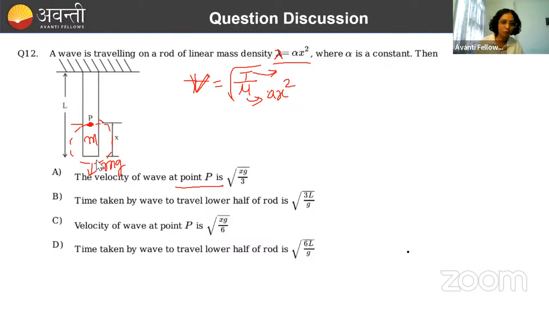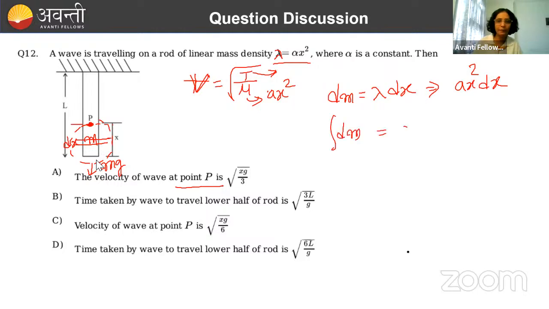Now how much mass will hang? अगर हमें निकालना है तो let's do one thing. Let's take a very small strip of length dx. How much mass will be there in this small length dx? This mass will be lambda dx. And here lambda is given as ax square, so dm is ax square dx. If we have to calculate total mass, we will integrate ax square dx.